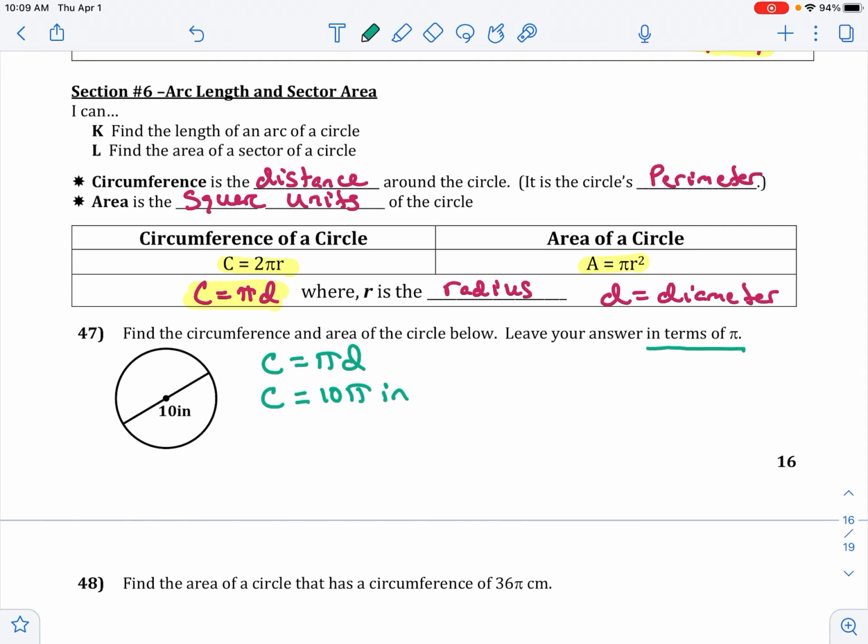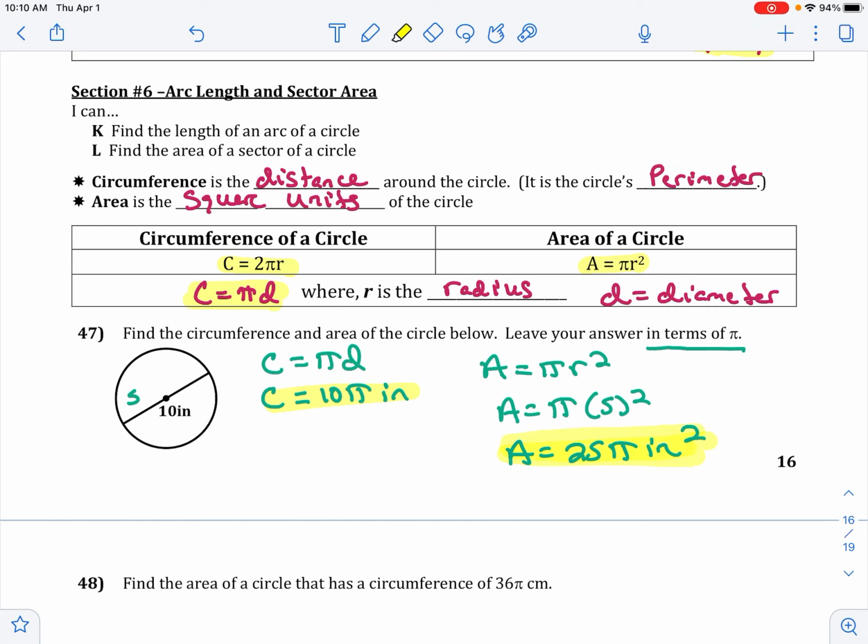Now when we go to do area, we're talking about the number of square units that the circle encompasses. So let's do the area formula, which is pi radius squared. If the diameter is 10, that means the radius is 5. So area is pi times 5 squared, which is 25 pi. This time we'll use inches squared. Notice we left our answers in terms of pi. We did not multiply through.